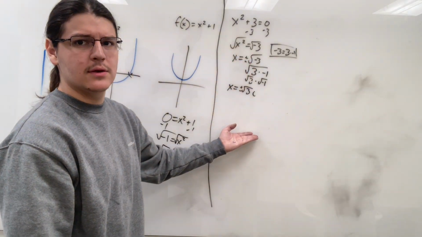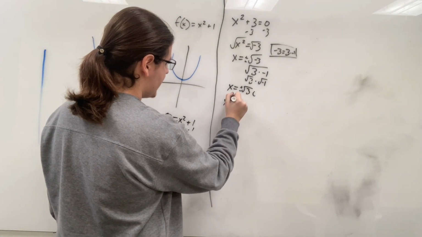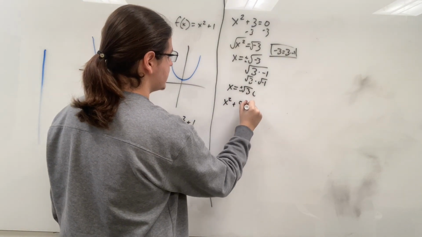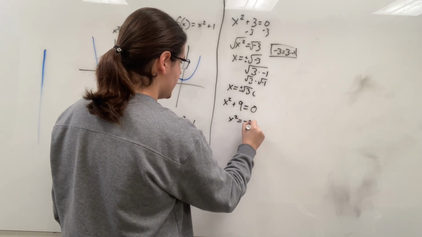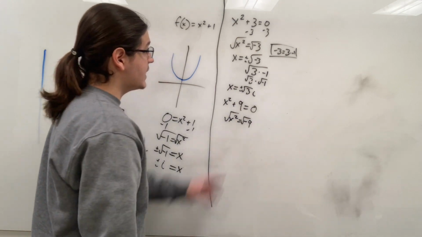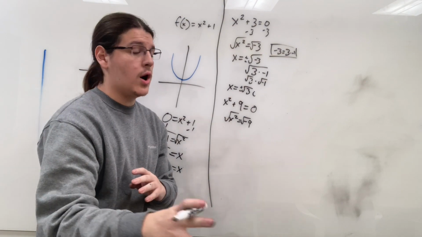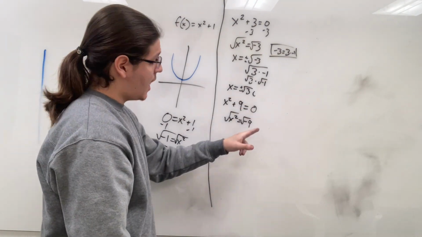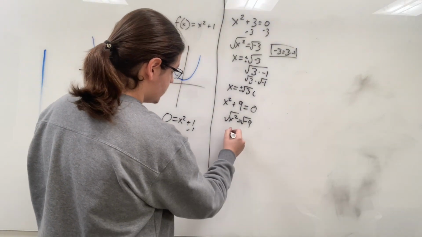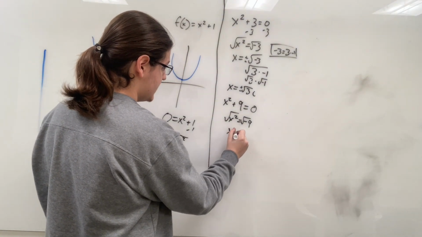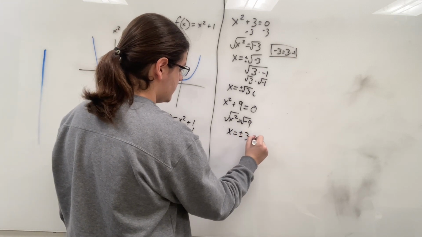2 solutions again. Let's try a different problem. Let's have x squared plus 9 this time equal to 0. Minus 9 on both sides, x squared is equal to negative 9. Let's take the square root, and like we did again, we're going to split it up into 9 and negative 1. So we have root 9 times root negative 1, and root 9 is just 3. So we have x is equal to plus or minus 3i.